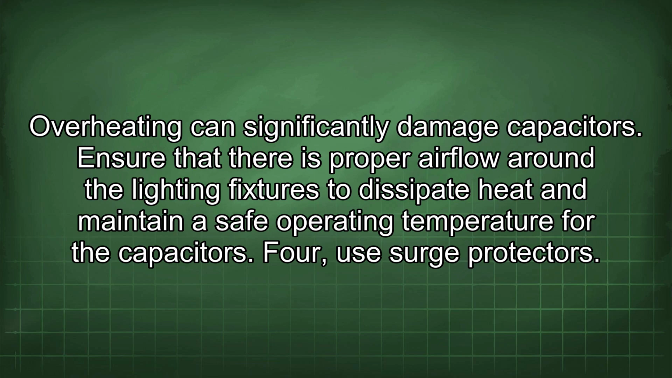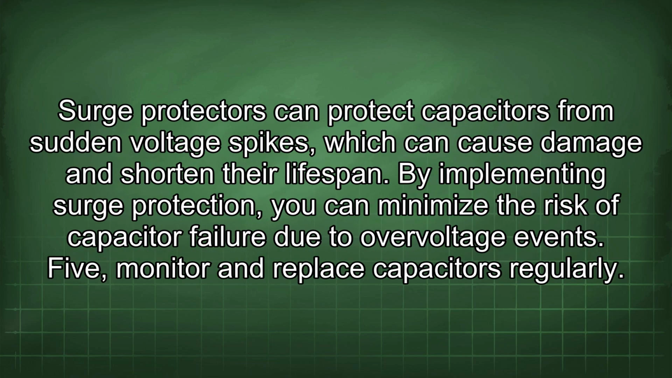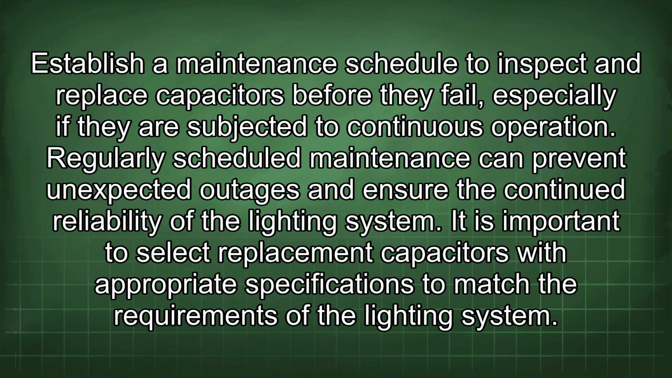4. Use surge protectors. Surge protectors can protect capacitors from sudden voltage spikes, which can cause damage and shorten their lifespan. By implementing surge protection, you can minimize the risk of capacitor failure due to overvoltage events. 5. Monitor and replace capacitors regularly. Establish a maintenance schedule to inspect and replace capacitors before they fail, especially if they are subjected to continuous operation. Regularly scheduled maintenance can prevent unexpected outages and ensure the continued reliability of the lighting system.